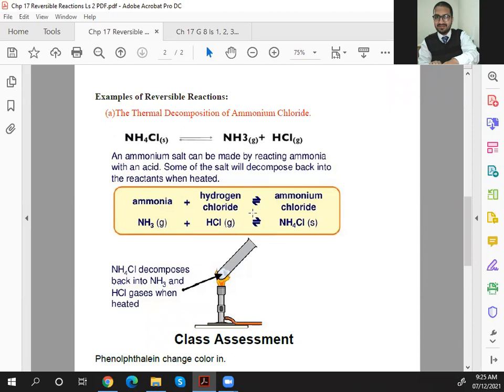Okay, after this, here it's a simple reaction. Ammonium chloride decomposes back into ammonia and hydrogen chloride gas when heated. If you close this, they are kept; if you didn't close it, they will escape. Okay, you can't get back your product.